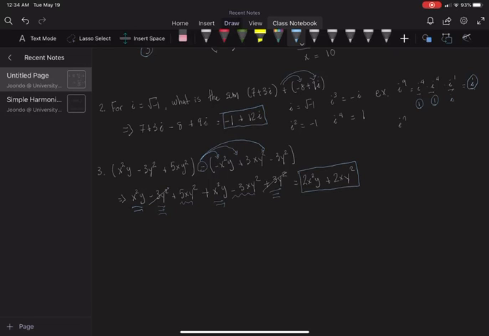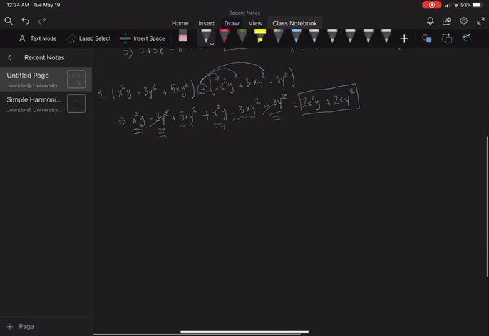Now, I want to do this word problem, which I think is a very clever question. Not clever, but it's just a typical SAT style question.